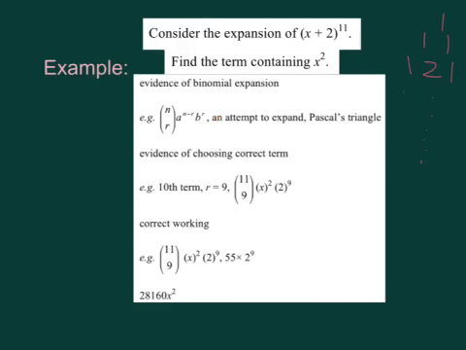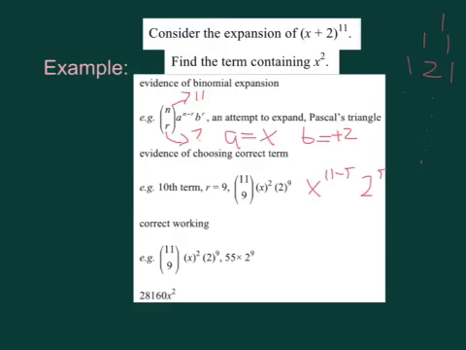So we already know that n, this value, would be 11. We don't know what r is. And we know that a equals x, and we know that b equals positive 2. So taking that into account, we only need to find the value of r. And how do we do it? We replace, so we would have x to the power of n, that is 11 minus r, and we have 2 to the power of r.